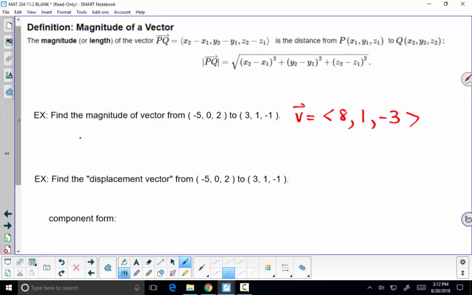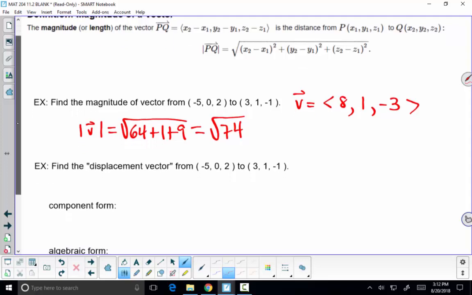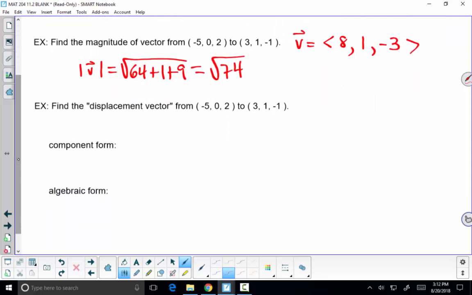And then if we want the magnitude of that vector, the magnitude of v, so now we're in 3 dimensions, so all we have to do is add 1 extra term. We square, square, square, get the square root of 74. And that's prime enough. Has no perfect squares in it. Relatively prime.